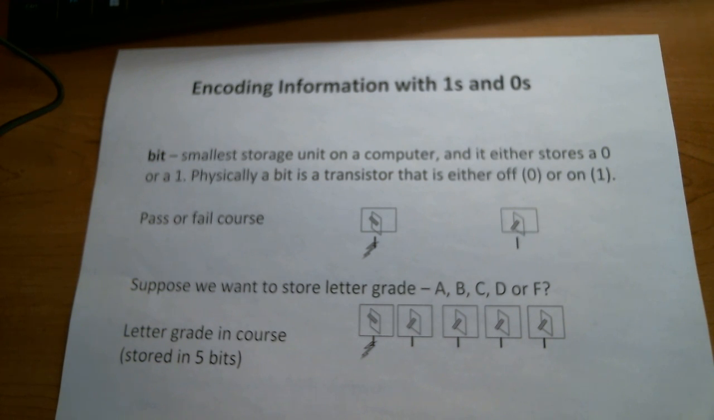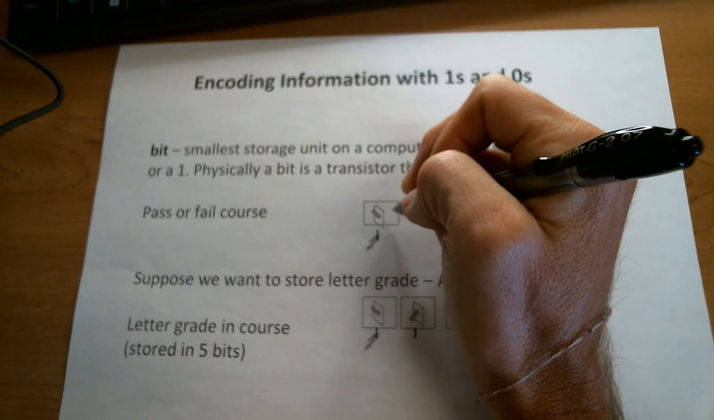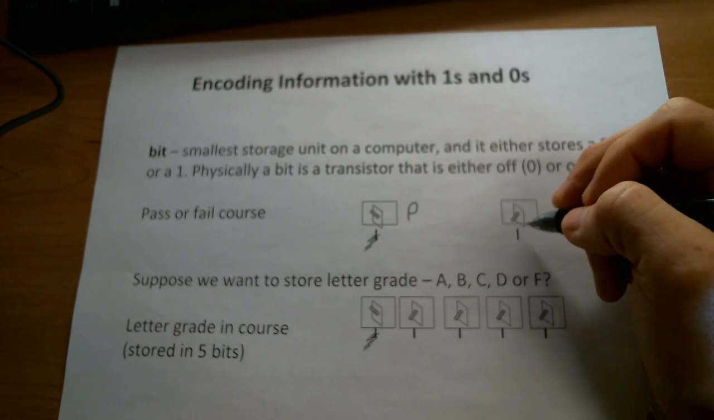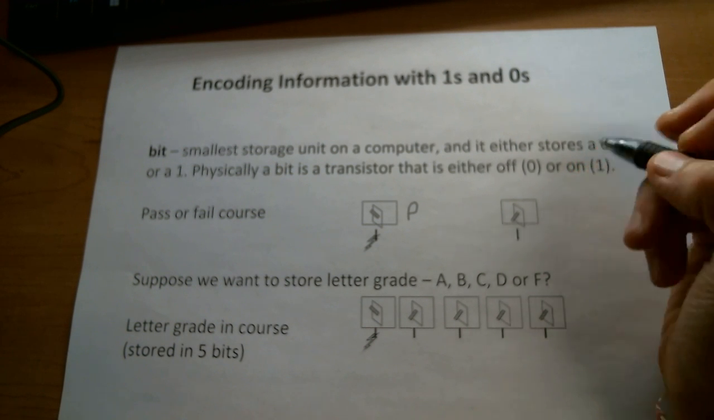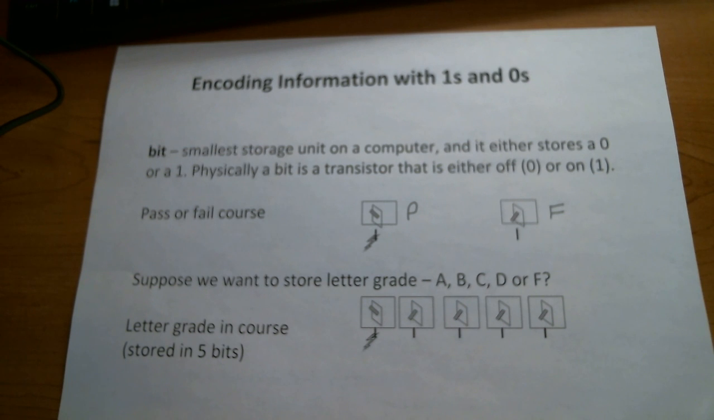Let's say I wanted to represent whether you passed or failed a course. Well, a 1, when the switch is on, could represent that you passed. And a 0, which is when the switch is off, could represent that you failed. So the switch is only on or off, but how we interpret that switch being on or off can be, oh, you passed or you failed.